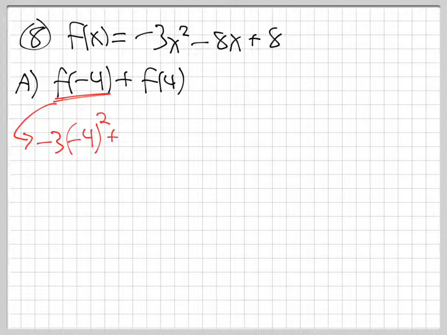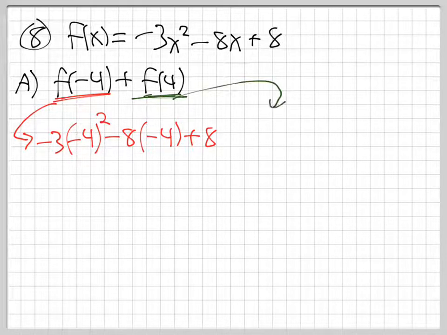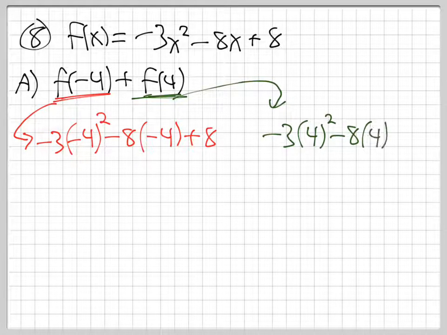And then the second part over here, and we're going to put a big plus sign in between them. It's going to be minus 3 times 4 squared minus 8 times 4 plus 8. And then right in the middle of them, we put a big old plus. Then you just work all that out.